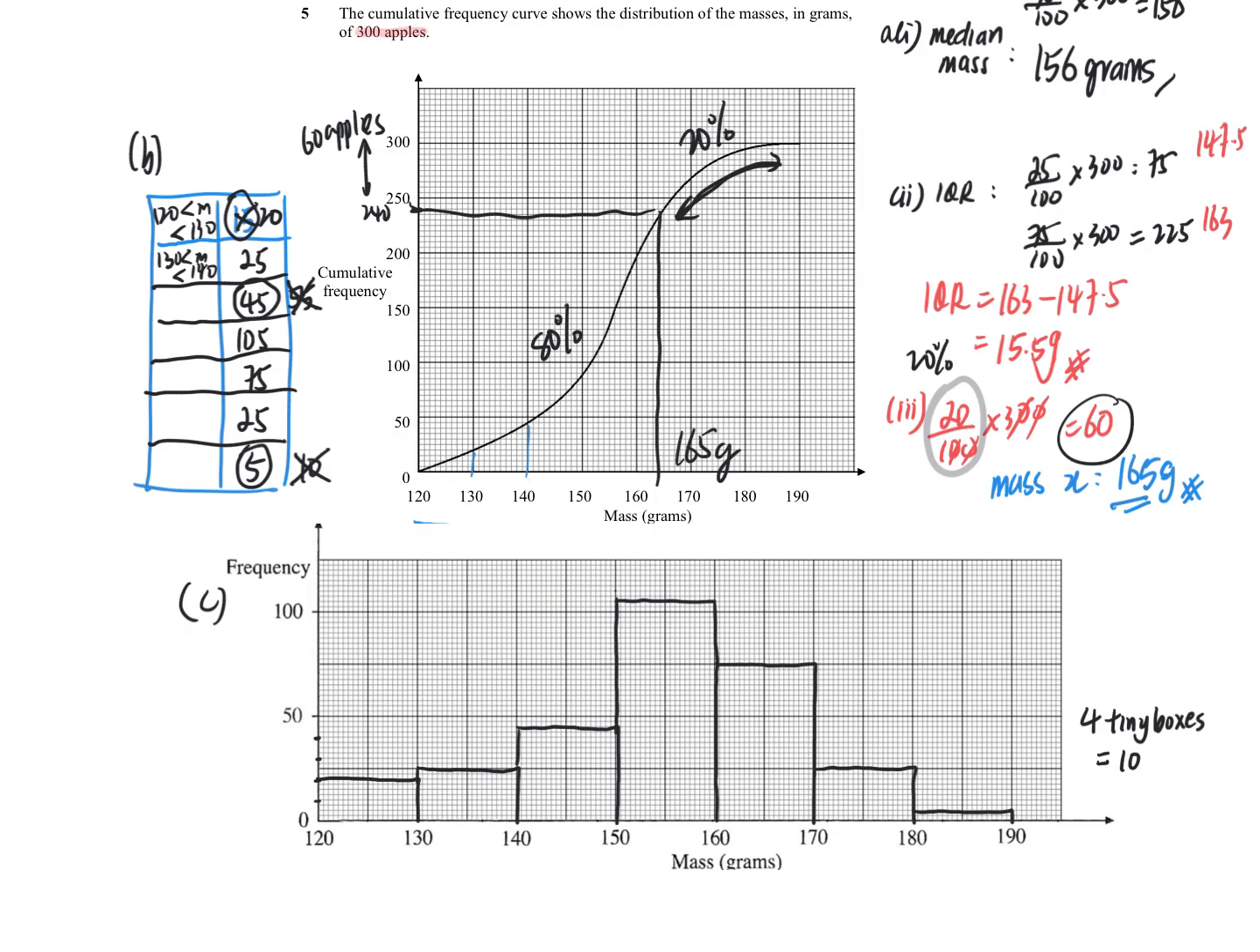Okay, this one is drawing. You just need to know that I have 20 tiny boxes. So 50 divided by 20, each box is 2.5. So 4 tiny boxes represent 10. Then drawing is not so tough anymore. So this is the histogram that they ask you to draw.